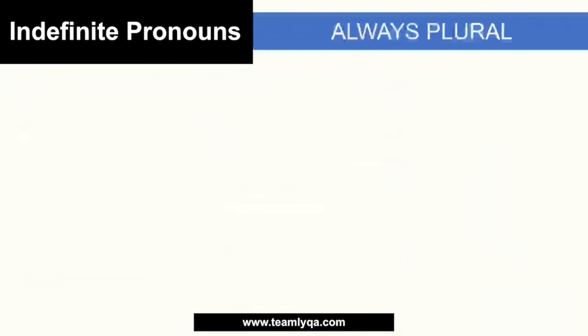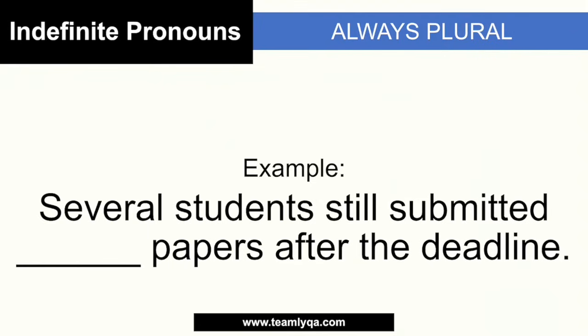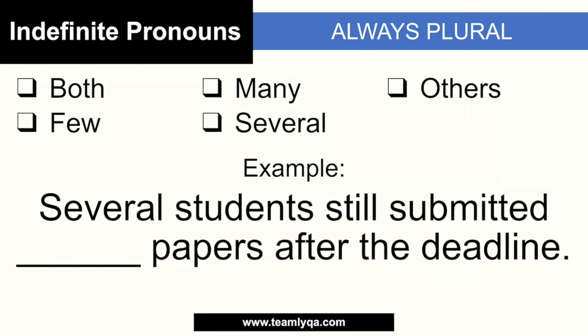There are cases naman na they are always plural. Pag always plural, ibig sabihin, pag nakita nyo yung mga words na yon, i-treat mo siya as a plural antecedent. Now, in this sentence right here, sabi, several students still submitted blank papers after the deadline. Tingnan natin yung mga clue words natin. We have both, few, many, several, and others. In here, sabi several students. At dahil nandito siya, i-treat natin siya as plural. So, the answer here should be their papers after the deadline. Okay? So, several students still submitted their papers after the deadline.